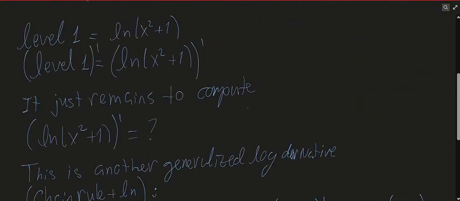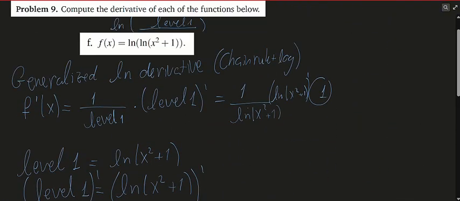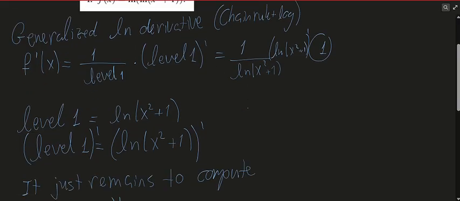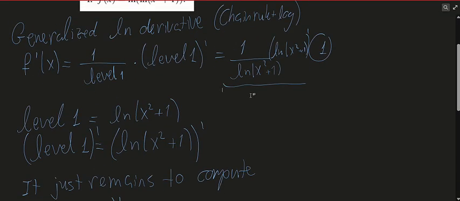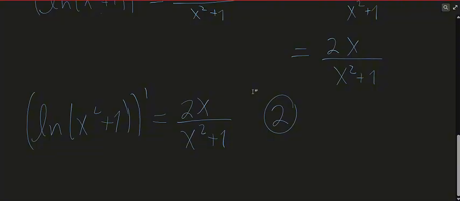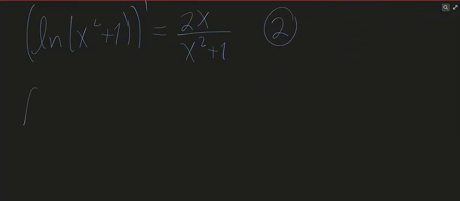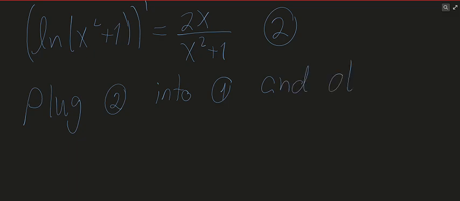Now, equation number 1, which is what we want, is f prime of x. Equation number 1 says that f prime of x is equal to this little guy, 1 over ln of x squared plus 1, multiplied by ln of x squared plus 1 prime. We have already computed the ln of x squared plus 1 prime in equation 2, and we just need to plug into that. So plug 2 into 1, and obtain f prime of x.